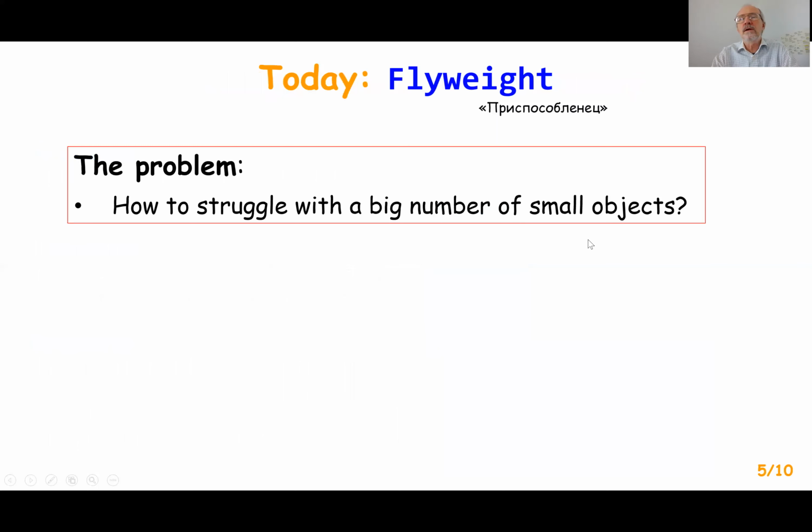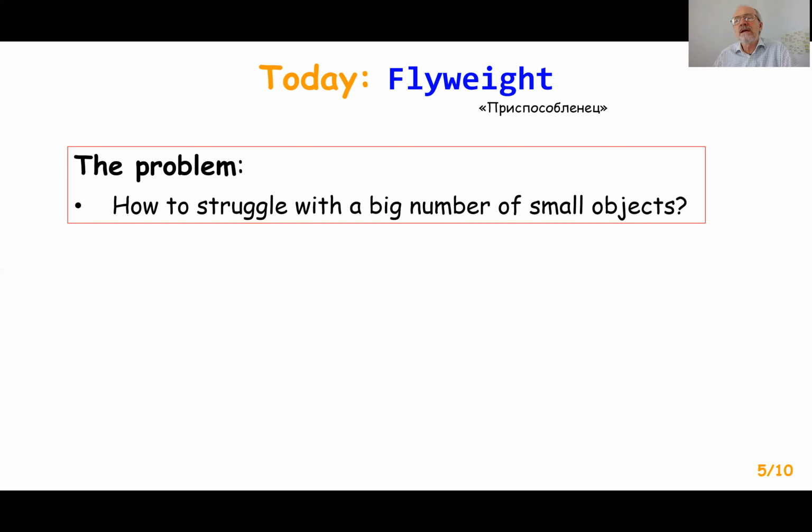So look, today we will consider the so-called flyweight pattern. This is a very simple one. For those of you who understand Russian, the typical Russian translation of this word flyweight is приспособление. I'm not sure this is a good translation, but it is taken in many books. But it doesn't matter. Now I am going to concentrate on the semantics or meaning of this pattern. This is a very simple one.